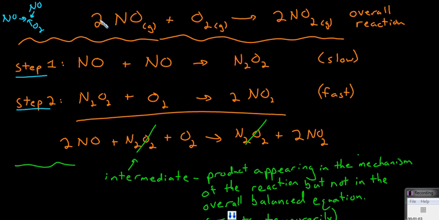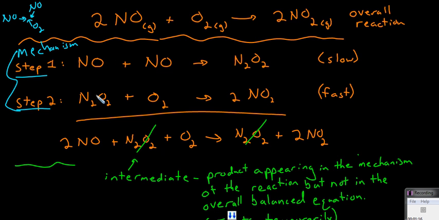Instead of one step, we have multiple steps in our mechanism. For example, it's been determined that two nitrogen monoxide particles collide with each other to form dinitrogen dioxide. Now this is a reasonable reaction because it only involves two particles colliding at once instead of three.